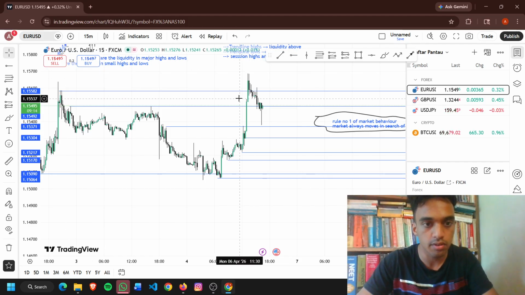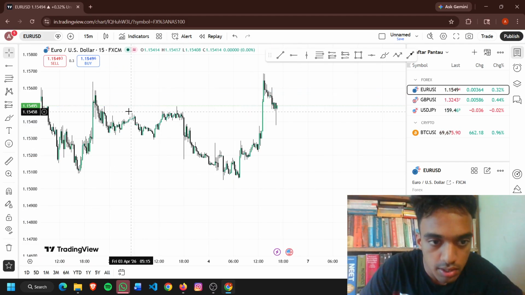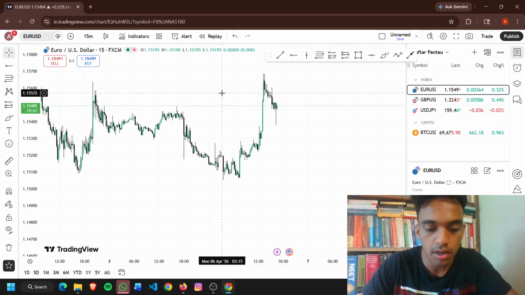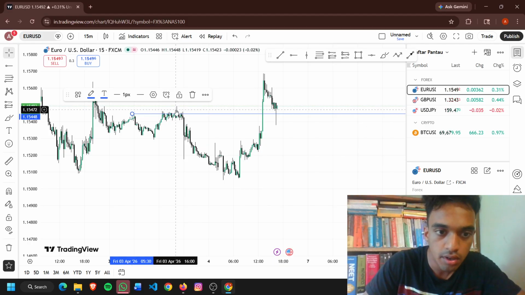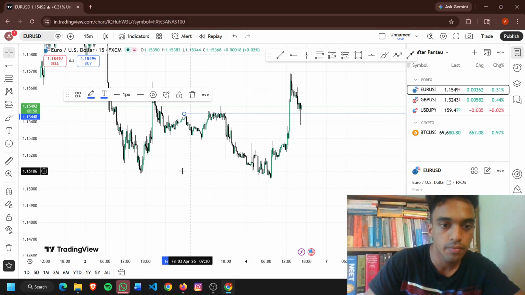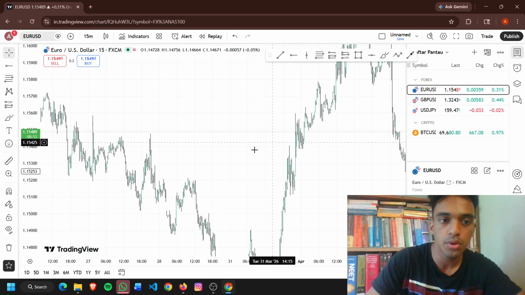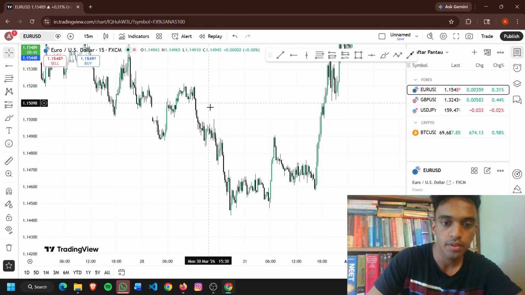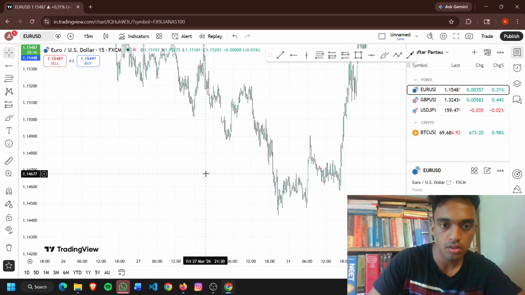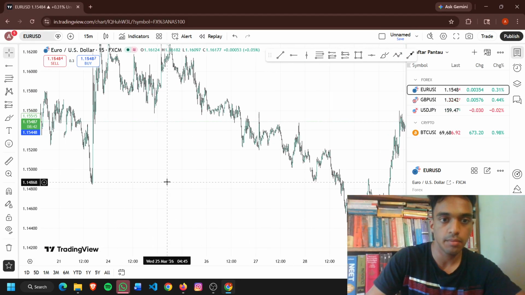Let me delete all the drawings for now. See, there was liquidity over here. I'll mark this. There was liquidity over here. What happened? It swept, then went down to the next draw on liquidity. This is the next draw, took it out, and this is also a next draw, took it out. So there's a liquidity sweep. I'm going to show you guys more examples. You can see another example. Let me show a better example.